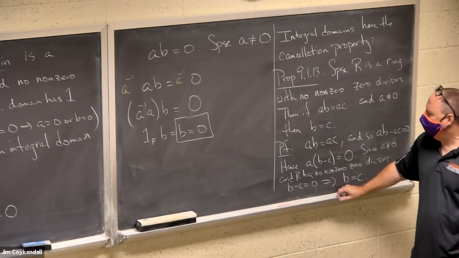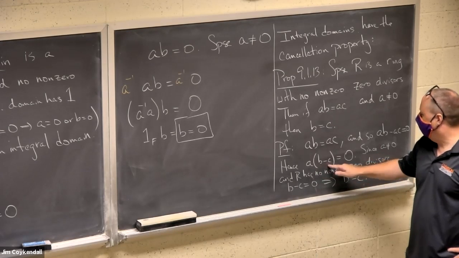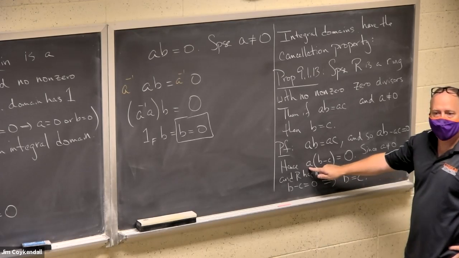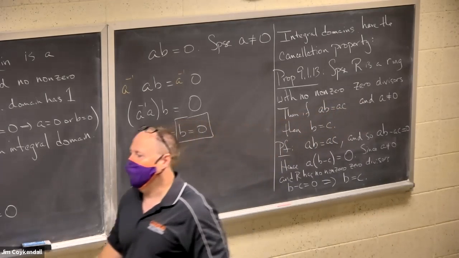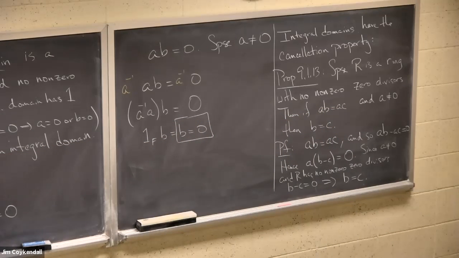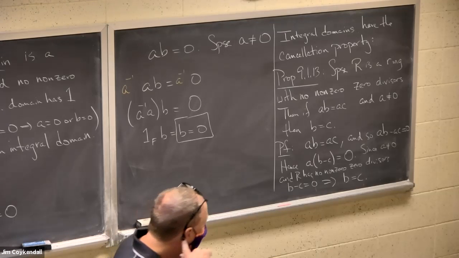I mean, that's the crucial step, isn't it? This is 0, this is not 0, and there's no zero divisors. How could I state this more generally in the case where the ring may not be commutative? Any ideas? Can you multiply by the inverse of A?